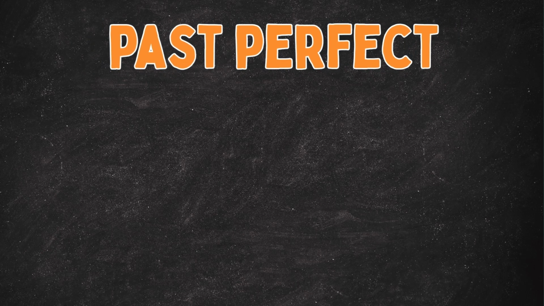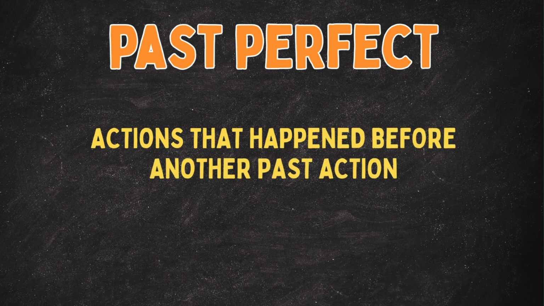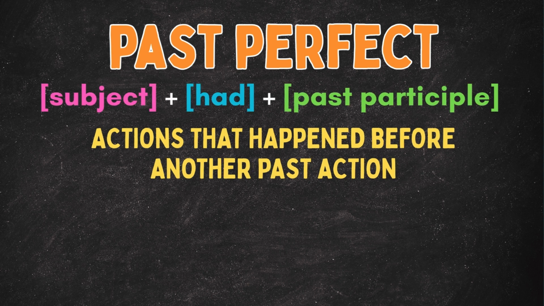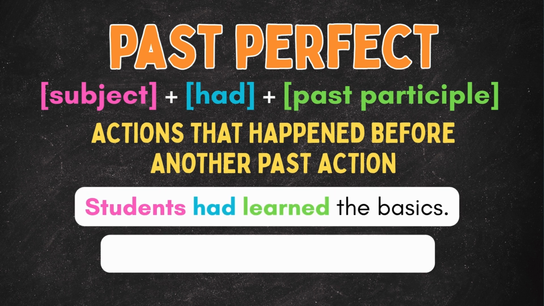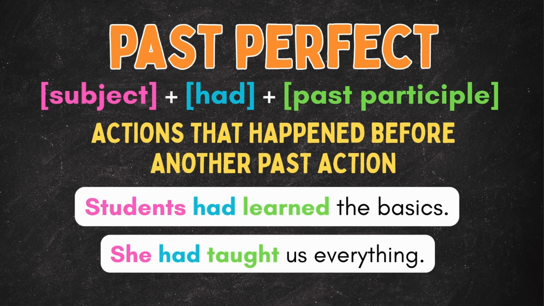Past perfect. The past perfect is used for actions that happen before another past action. The sentence structure consists of subject plus had plus past participle. For example, students had learned the basics. She had taught us everything.